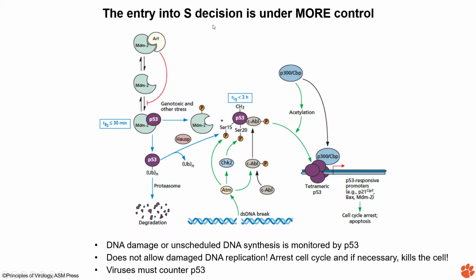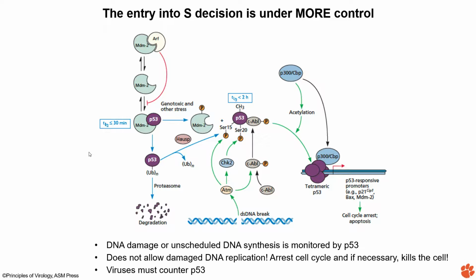Now, the entry into S is under more control. So this is a second impediment that the virus needs to overcome, and this is done by the P53. If the cell is not ready, the DNA is damaged or there is something in there, P53 controls the restriction point as well. Even if the RB is inactivated by the E1A, LT, or E7, P53 can still control the checkpoint.